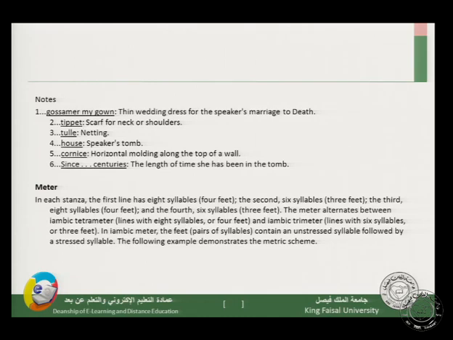Here we have tetrameter, 4 feet, 8 syllables, iambic. Unstressed, stressed. Okay? Iambic trimeter has lines with 6 syllables, 3 feet.